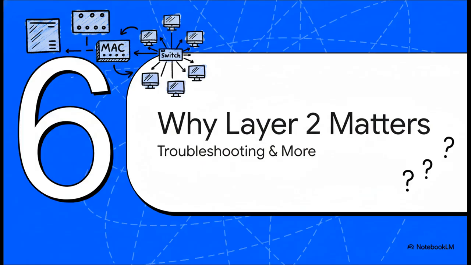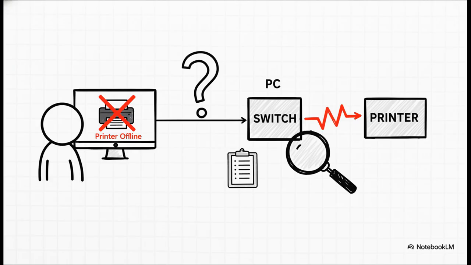So we have gone pretty deep into frames, MACs, and switches. You might be thinking, okay, this is interesting, but why does this really matter to me? Well, it matters because this is where most of your everyday network headaches happen. Seriously, when your laptop can't find the printer or your Wi-Fi is acting weird, 9 times out of 10, the problem is right here at layer 2. Understanding how this local delivery system works is like a secret weapon for troubleshooting your own network problems.